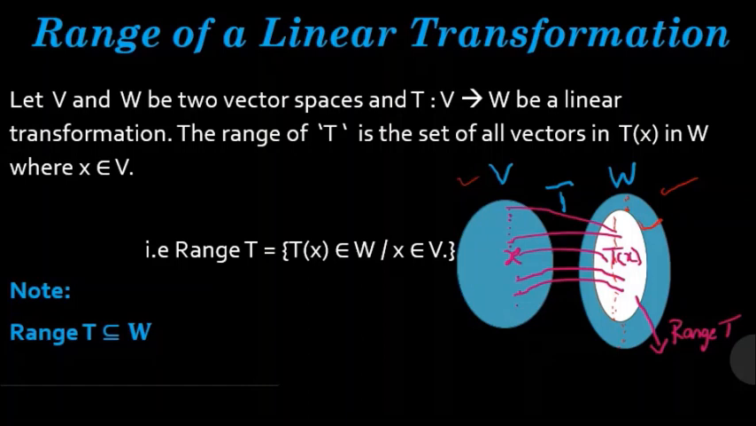So all those vectors which are of the form T of X in W, where X belongs to V. T of X means they should be the T image of X. That is what the range is. So range T is equal to the set containing T of X, so it has elements which are in the form of T of X. Where are they? They are in W such that X belongs to V. Now let us note down some points about this. Range of T, as shown in this diagram, is there in W. So it is always a subset of W.